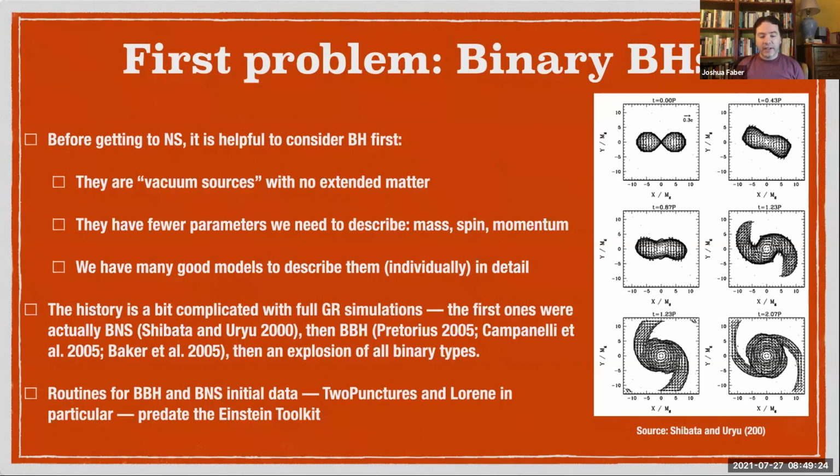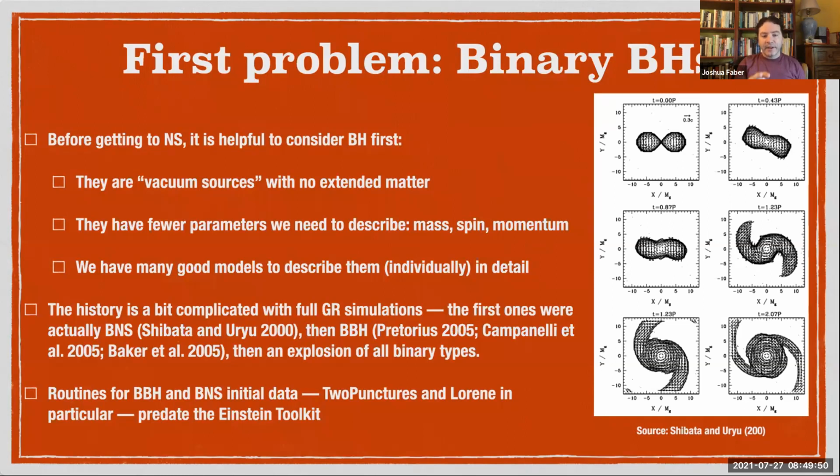In 2005, we had the first kind of stable evolutions of binary black holes. This would be the breakthrough year of Franz Pretorius using generalized harmonic gauge type evolution approaches, followed by Campanelli et al. and Baker et al., who introduced the moving puncture method.